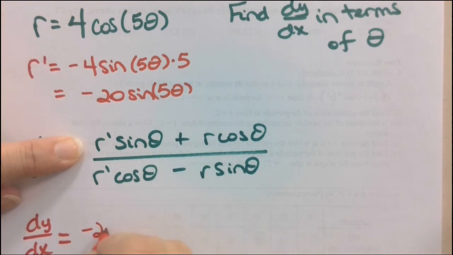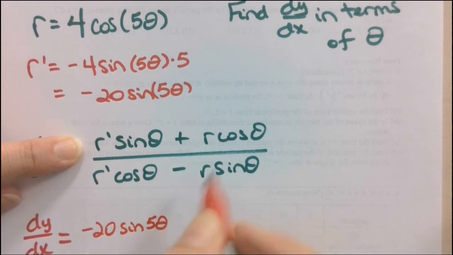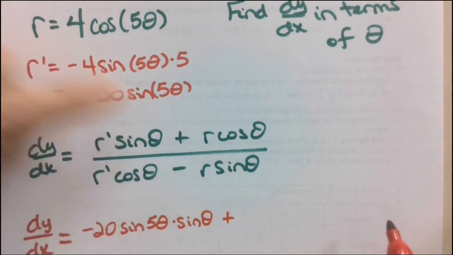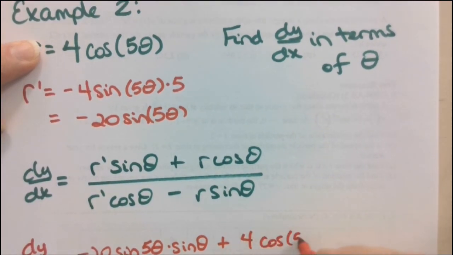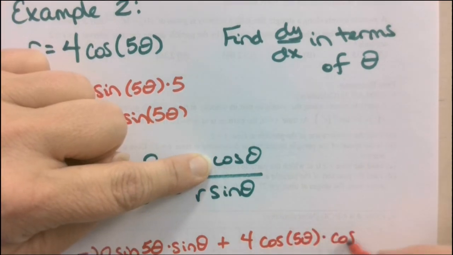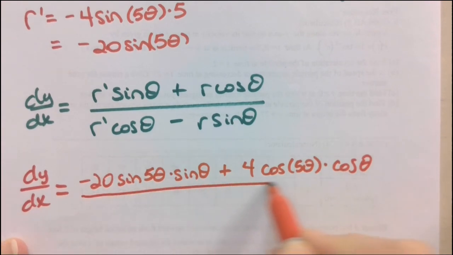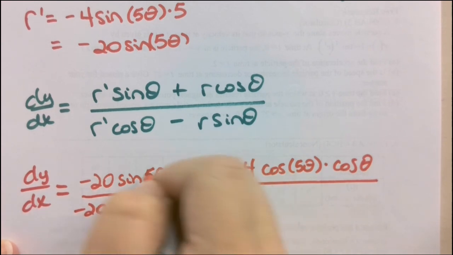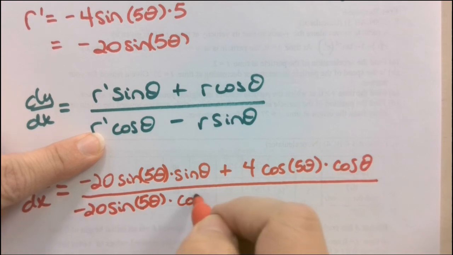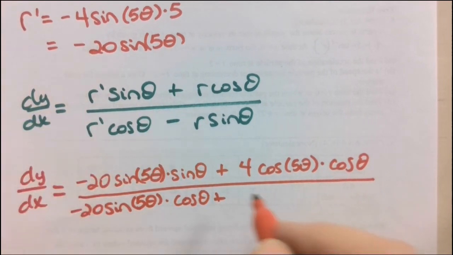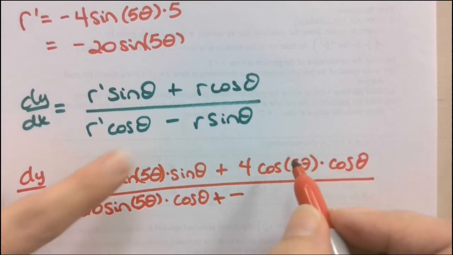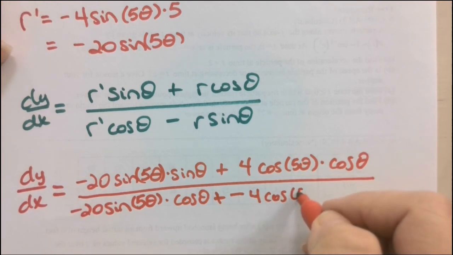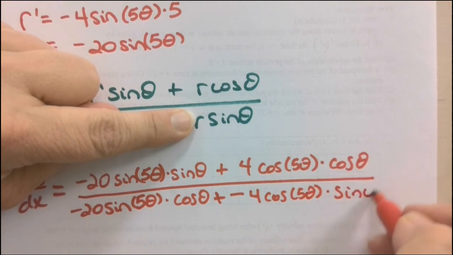r prime is negative 20 sine of 5 theta times sine of theta, plus r, which is 4 cosine of 5 theta, times cosine of theta, divided by r prime, negative 20 sine of 5 theta, times cosine theta, plus negative r, where r is 4 cosine 5 theta, times sine theta.